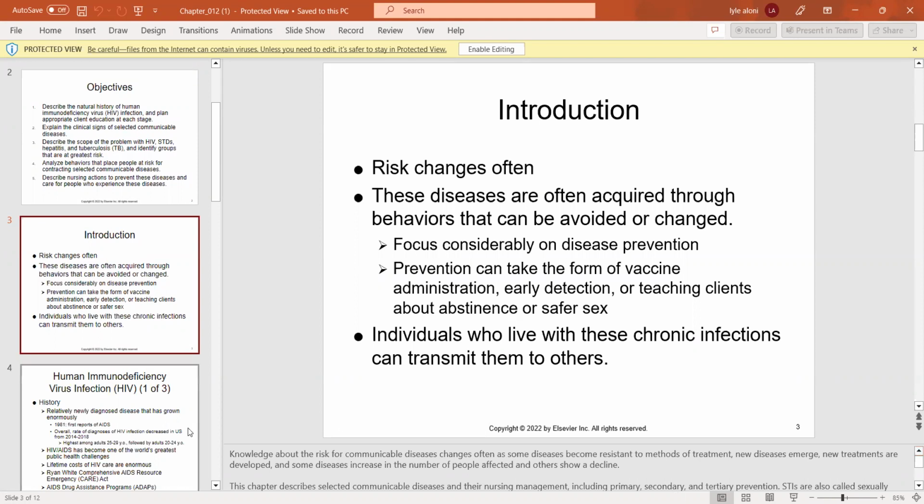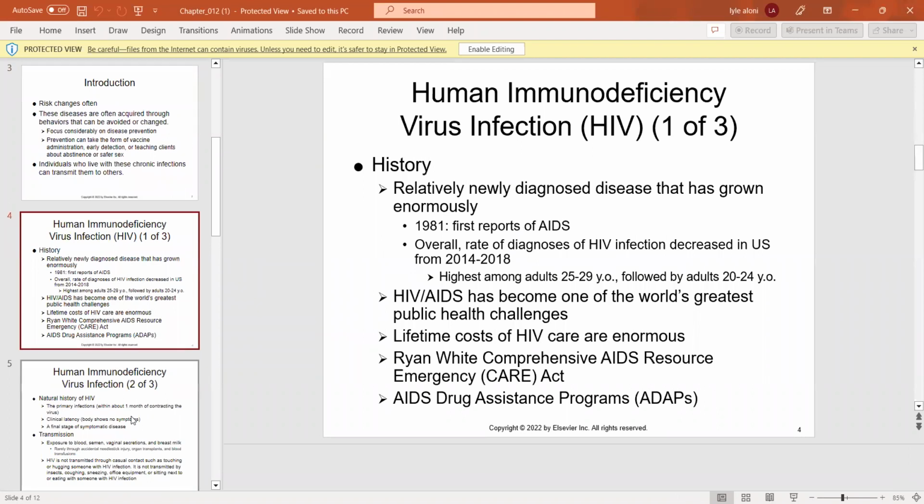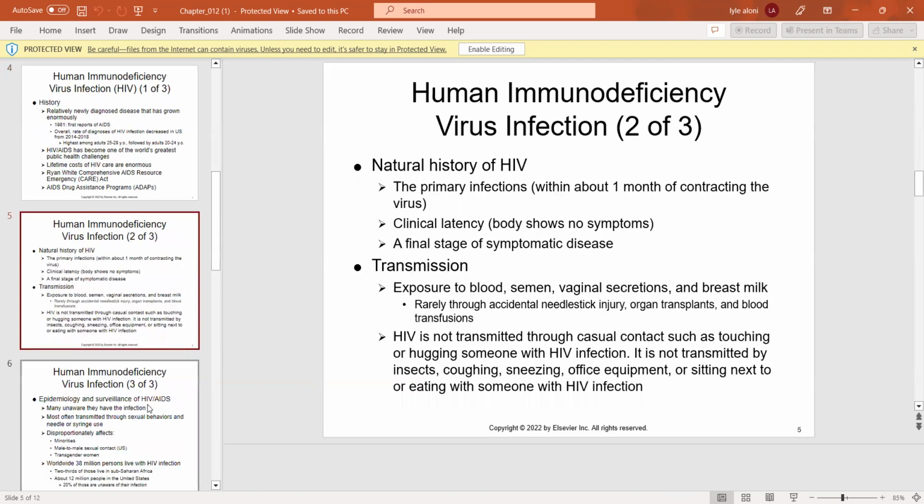So we take a look at HIV. We know our history on this one. It is one of the world's greatest public health challenges, and lifetime costs are enormous. What we have found is that we see an overall rate that is highest in adults 25 to 29 and then 20 to 24. So we're going to be teaching safe sex prevention here to prevent that spread. We know we sometimes will have a clinical latency where the body shows no symptoms. We know it's from exposure to blood, semen, secretions, and breast milk.